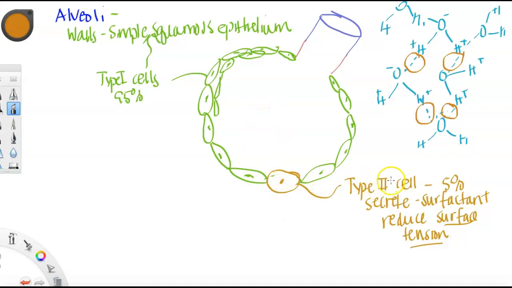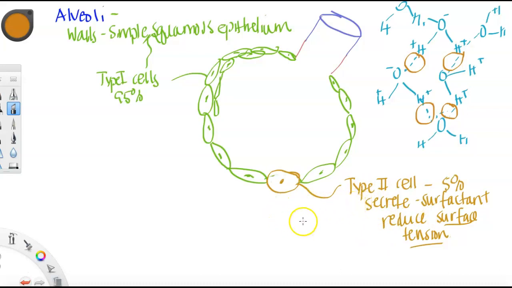This is the problem with preemie babies. Preemie babies that are born before a certain number of weeks aren't secreting surfactant yet. So when they're born, they can't breathe because they can't inflate their alveoli. So pretty important. So that's the first thing that type 2 cells do.